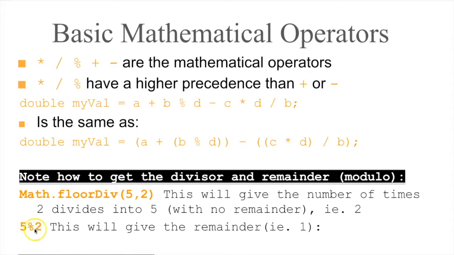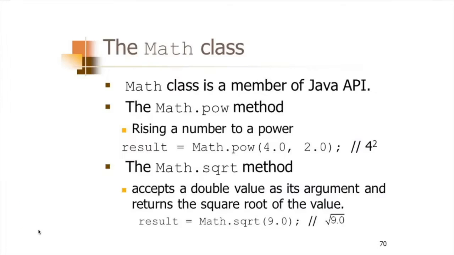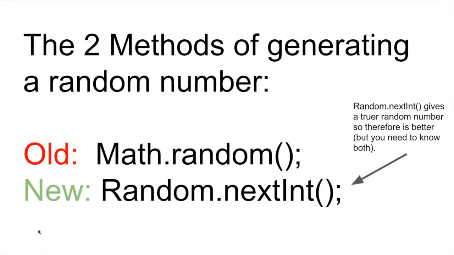This is very handy, by the way, if you want to find out if something is an odd or an even number. You use percentage 2. In other words, you find out what the remainder is when you divide it by 2, and if that's equal to 0, then it's an even number, and if it's equal to 1, obviously it's an odd number. It's quite handy.